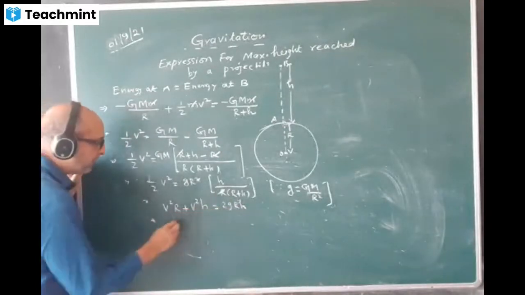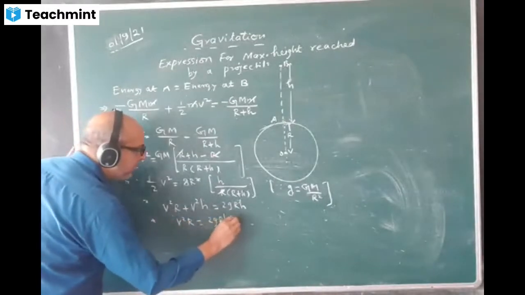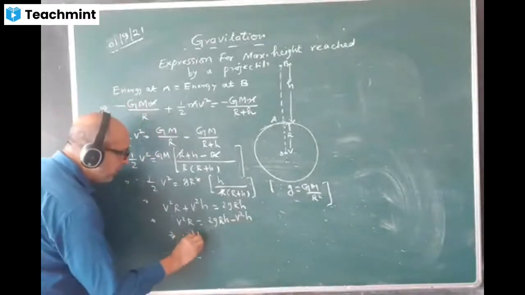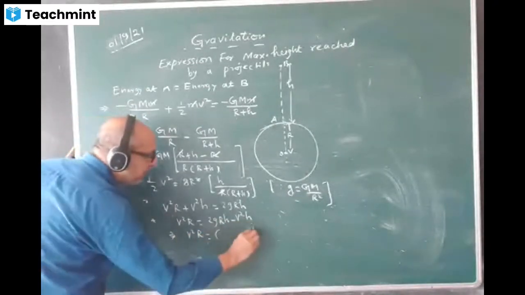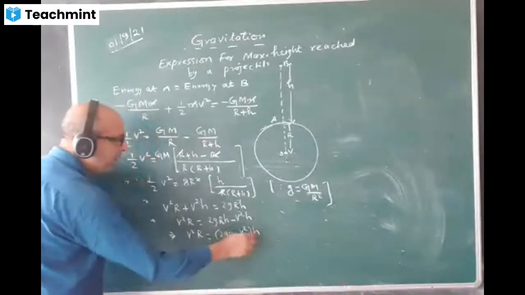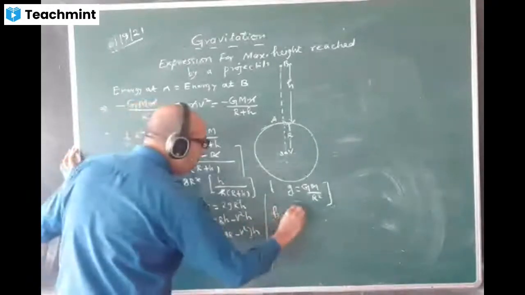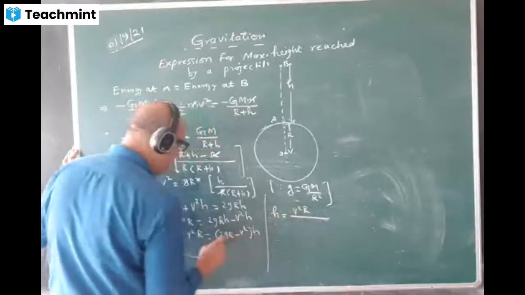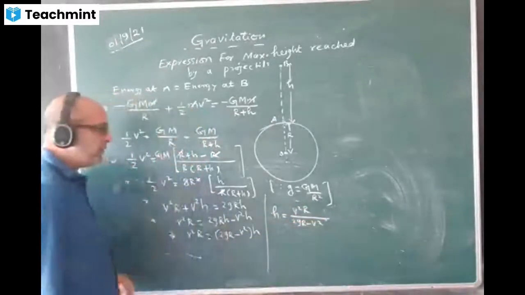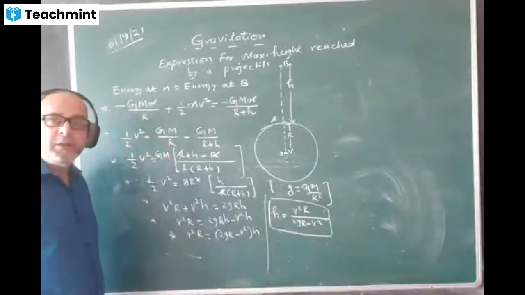Then keep H on one side, right? V square R is equal to 2gRH minus V square H. V square R equal to, taking H common, H times 2gR minus V square. Therefore, H is the subject of the formula. H value will come V square R by 2gR minus V square. So this is the formula. This is the formula of maximum height reached by a projectile.